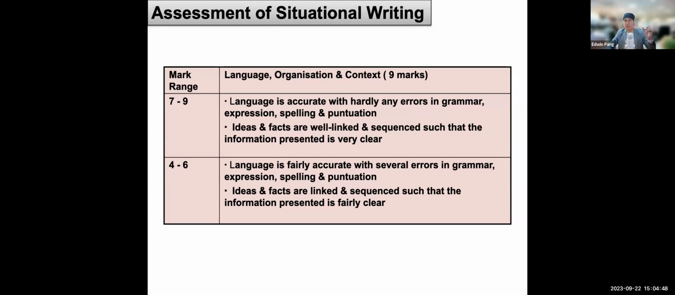So the keyword here is clear. And it's not just clear, but very clear. I'm sure you can see here. It's very clear, which means that the way you arrange your facts must be so clear that the audience, in this case, the customer service manager, will be able to understand exactly what you're trying to say and what he needs to do when he responds to your email, okay?